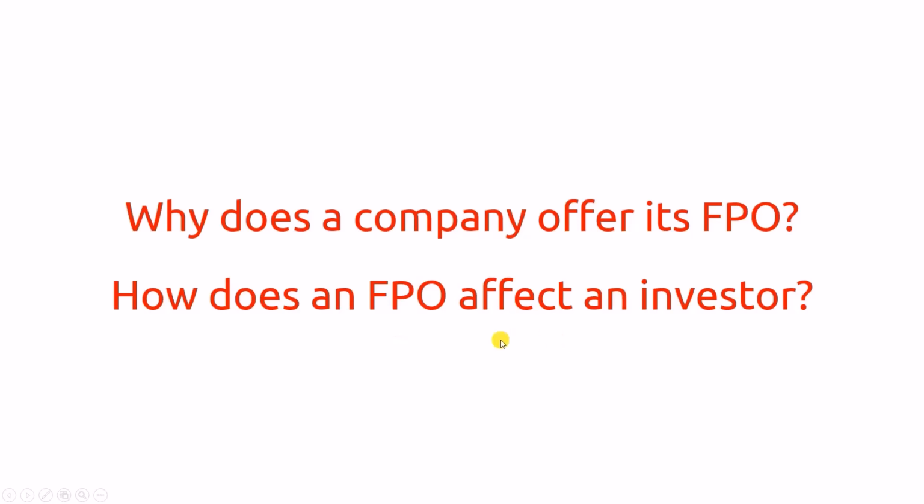Alright? Now what does the company want? It wants money. And how do they get money? By selling shares. So the company wants investors to buy their shares in an FPO. Okay? And so they offer it at lower price than market price to attract the investors.